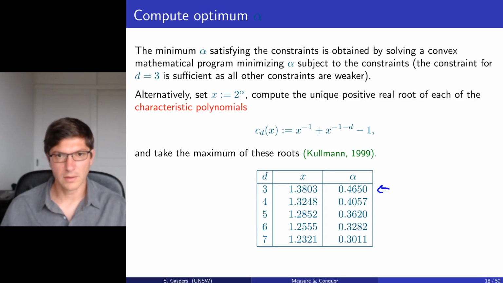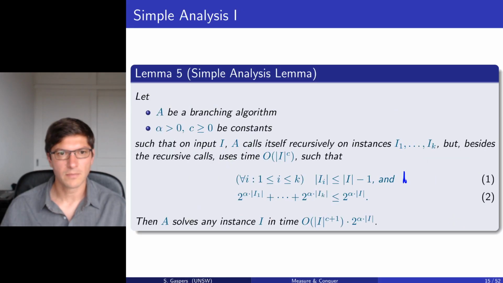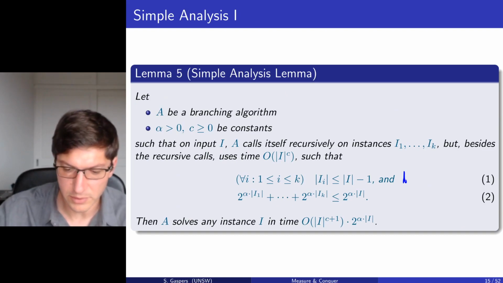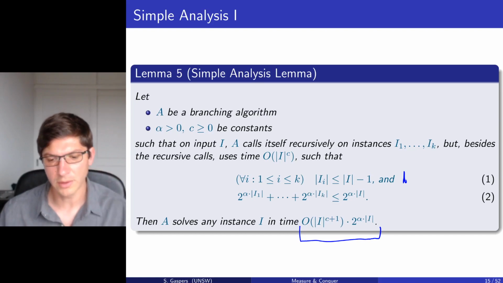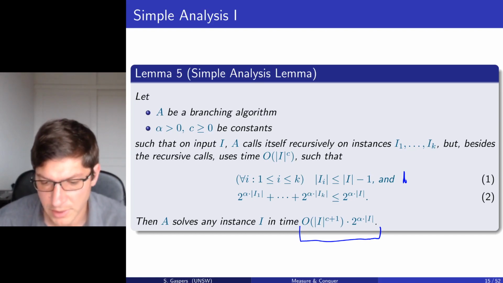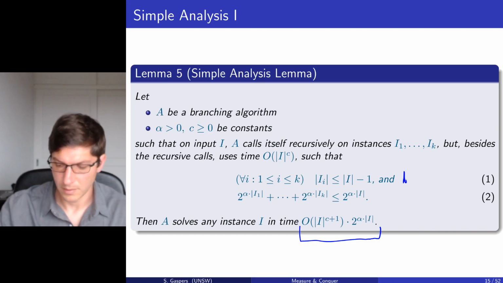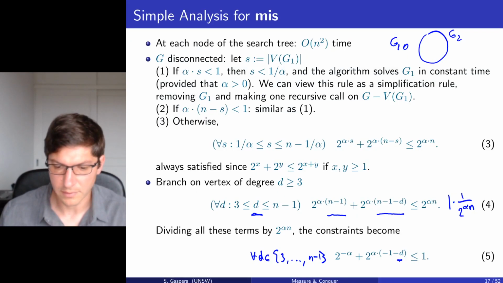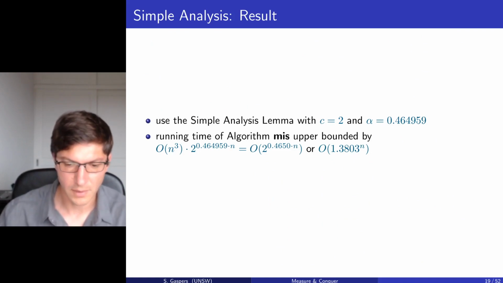So if we go back to the simple analysis lemma, all the constraints are satisfied, so we conclude that the running time of the algorithm is this. So it's order n cubed times 2 to the power 0.4650 times n. Okay, and this is how we get this running time.